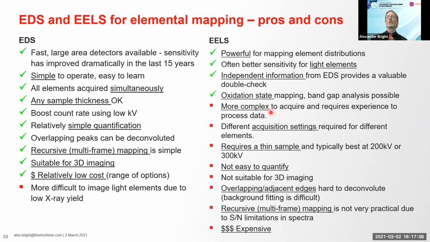But on the negative side, it is more complex to operate, requires more experience, typically different optimal acquisition settings for different elements. So it takes more time, it requires a thinner sample, not very easy to quantify. In the case that edges for different elements are close together, it's quite hard to do the background fitting. So you can get artifacts in your maps, not very suited to recursive mapping and quite a lot more expensive. So, both are valuable. It's nice to have both. And I just tried to summarize there some of the pros and cons of EELS and EDS.